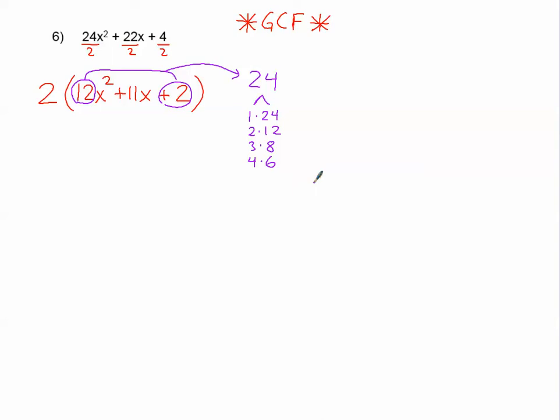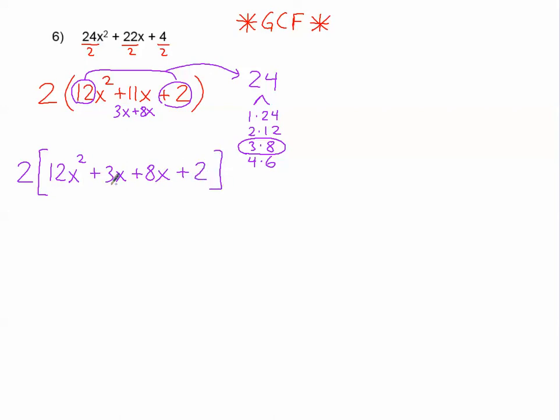Which pair of numbers is going to help me get 11 today? Well, that doesn't. Oh, 3 and 8. 3 and 8 add up to 11. So that means that that's the pair of numbers that I need. 11x is going to separate into 3x and 8x. All right, let's see what we've got. I'm going to keep this 2 out, and I'm going to introduce that bracket. I've got my 12x squared, that's my first term. My 3x and my 8x will go in the middle, and my 2 will go at the end.